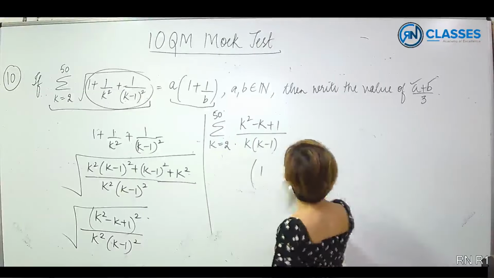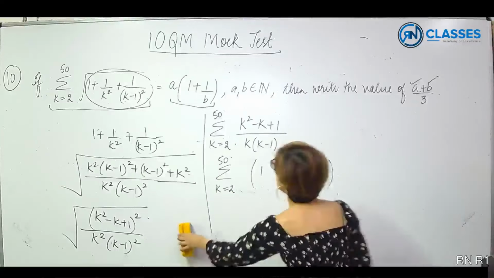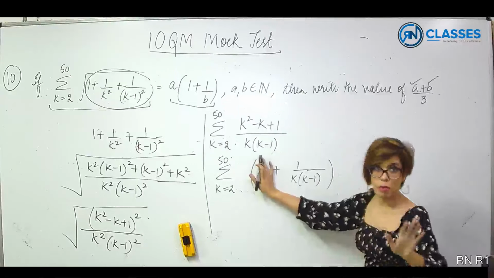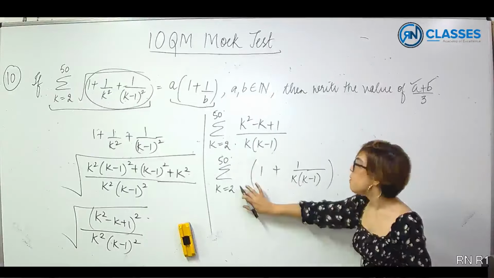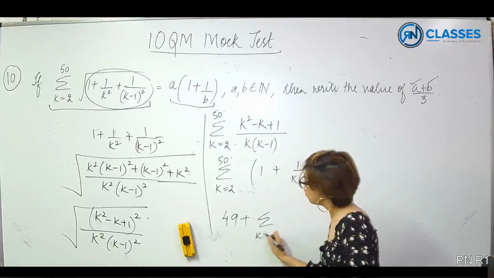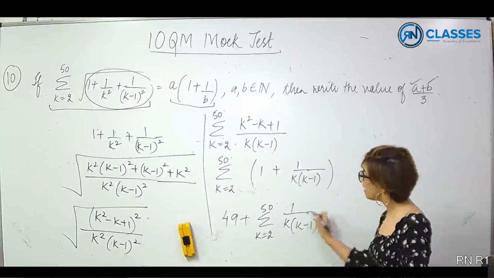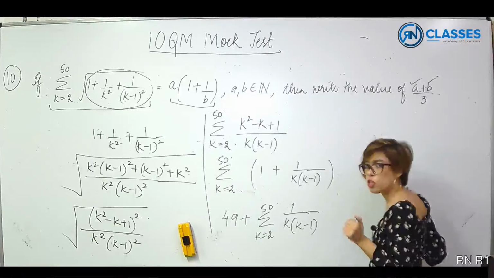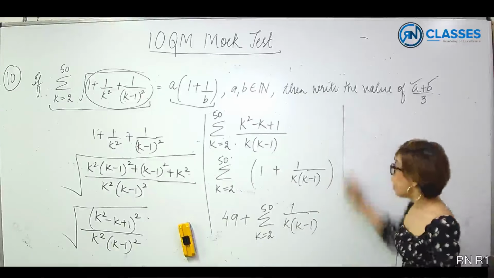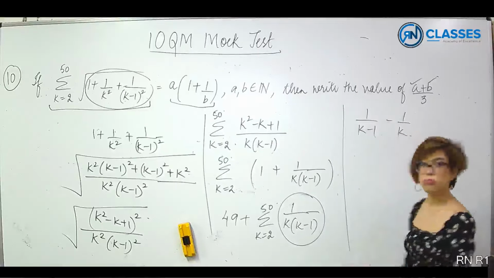Done. Now I want the summation of this where k varies from 2 to 50. Right? Now obviously 1 will come in the first term, will come in the second one, and so on. So let me just forget about 1 for the time being, because how many terms are there? 49. So 1 will come 49 times, so 49 plus the summation, k varies from 2 to 50, of this term. Now obviously I would want to write this as a difference of two terms, and consecutiveness should be there. Now k minus 1, k, consecutiveness is there. Now a difference of two terms. Obviously I can write this as 1 by k minus 1 minus 1 by k.